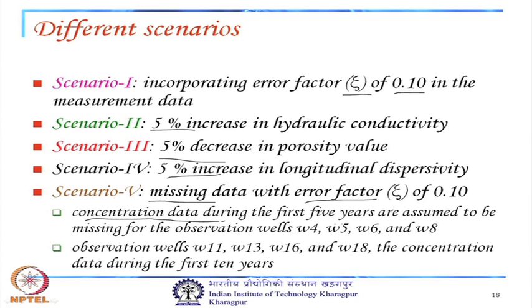Concentration data during the first 5 years are assumed to be missing for observation wells 4, 5, 6 and 8, and for observation wells W1, W13, W16, W18, the concentration data during the first 10 years are considered to be missing.